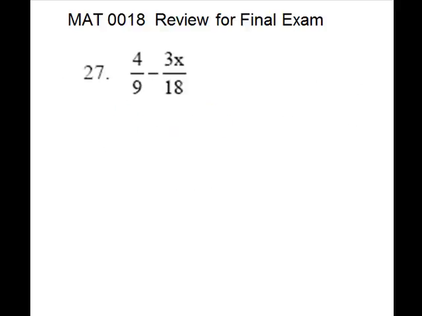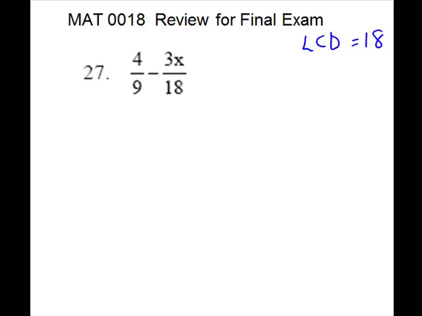For 27, we're subtracting fractions. It is the same rules as addition of fractions. So we have to find a common denominator. Check your largest denominator. Does the 9 go into 18? It does. So we will use the 18 for our LCD. That can save you some work, right?